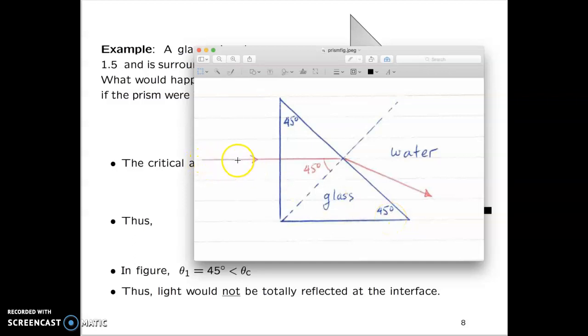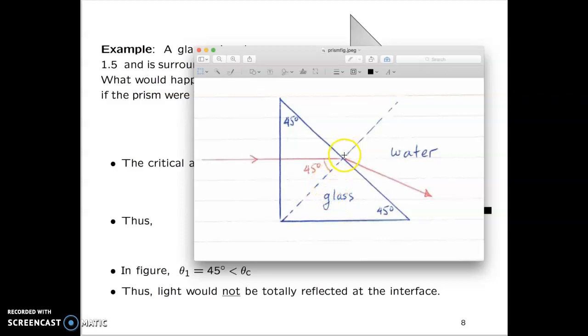And so when the light comes in, we don't worry about this interface here because if it strikes the interface at a normal right angle to the surface, it will continue in the same direction. The question is what happens when it reaches this point here, going from glass to water, okay? Will it totally internal reflect or will it not?